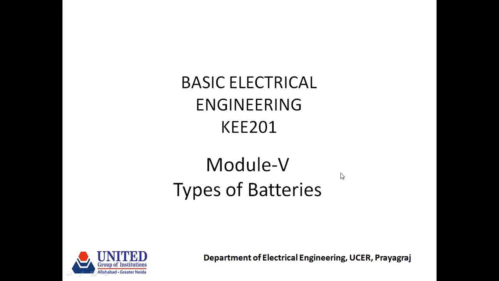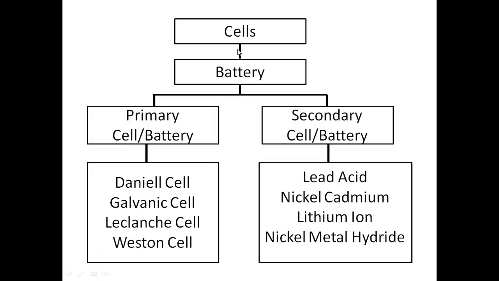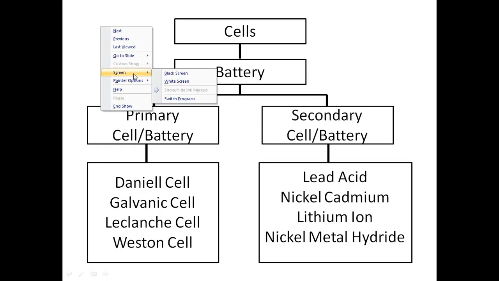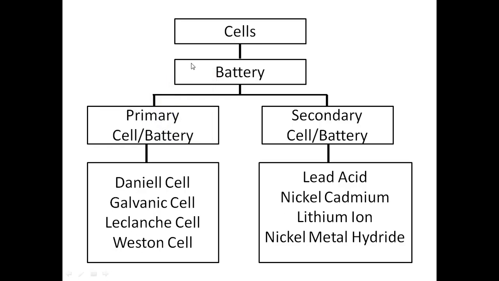Hello students, let us start this video lecture of module 5, that is types of batteries. So in this lecture we will study about the types of batteries. First start with the cells. A cell is the single unit, and when we combine many cells it becomes a battery. So the primary classification of batteries is primary cell and secondary cell, or a secondary battery.